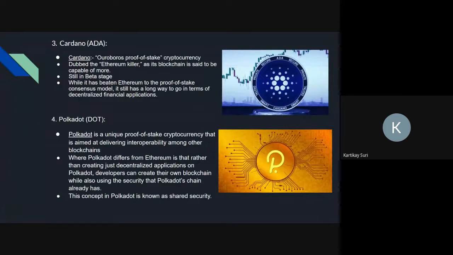Ethereum does allow people to make smaller projects, smaller contracts, and contracts for their personal use on a smaller scale, but it does not provide the same level of safety and security that it provides to larger scale and mass scale projects and blockchain networks. Therefore, Polkadot manages to supersede Ethereum in this matter. This concept in Polkadot is known as shared security.